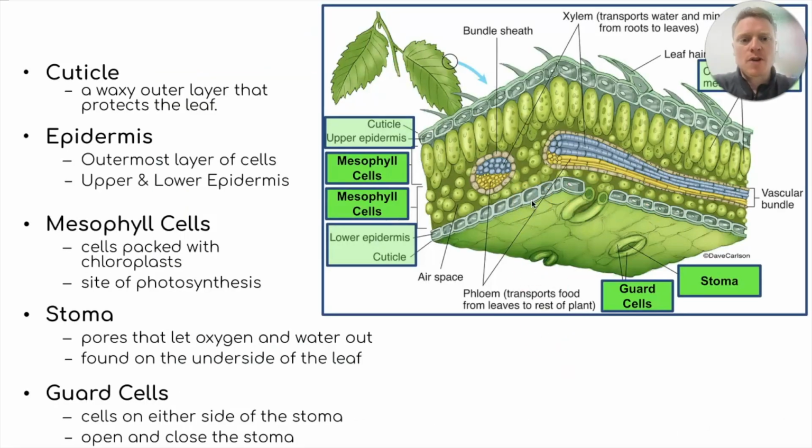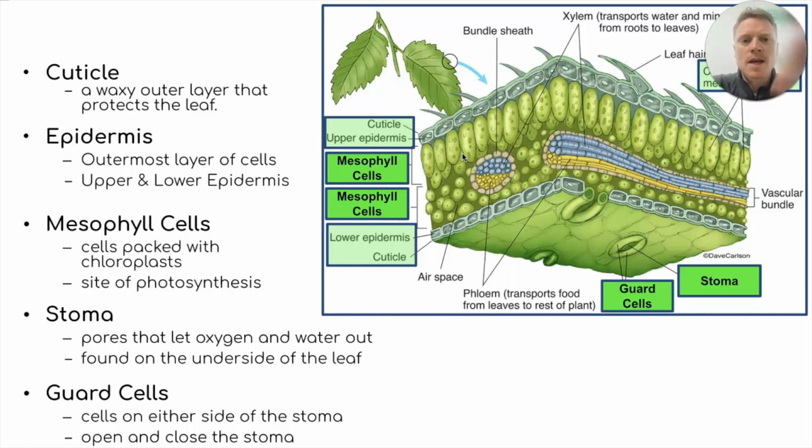Here's a little bit about the structure of the leaf. You can see here the leaf is really divided into some specific layers. And so the layers that you need to know are the cuticle, the epidermis, the mesophyll cells, the stoma, and the guard cells.